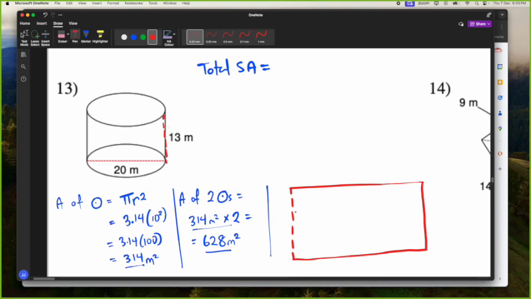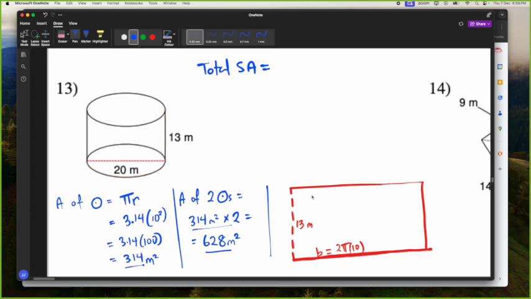The height of the rectangle is 13 meters, and the base of the rectangle will be, remember, this rectangle is wrapping around the circle. So this piece will be the circumference of the circle, which is 2 pi times the radius, which is 10. Radius is 10, not 20. 20 is the diameter, right?